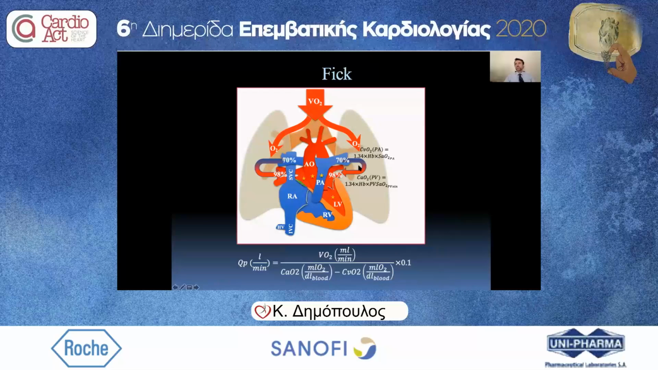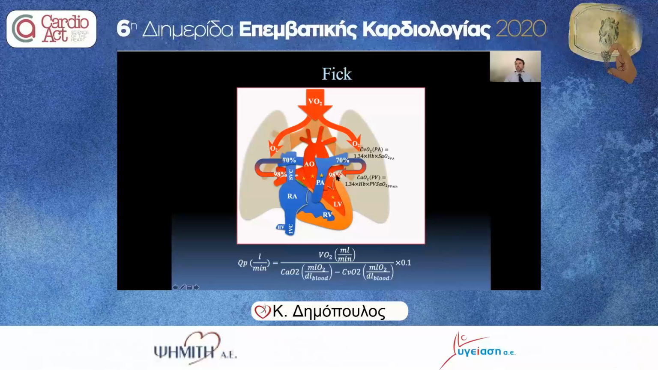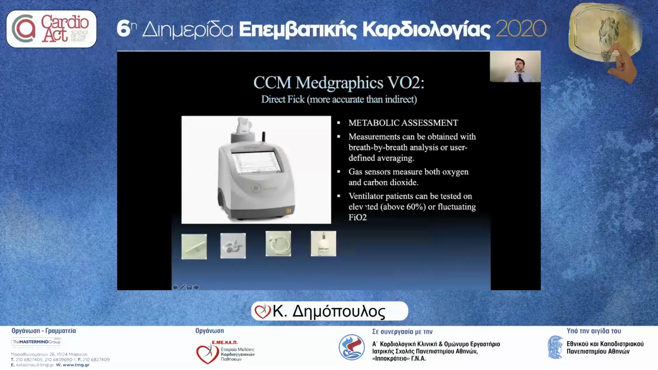The Fick principle says that the oxygen that the patient absorbs is proportionate to the oxygen content change from the pulmonary arteries to the pulmonary veins. So pulmonary arteries have 70%, for example, saturation. They go to 98 when they come back from the lungs. So this change in oxygen content is proportionate to the oxygen absorbed by the patient. And of course, knowing the VO2, the oxygen absorbed, and knowing the change in oxygen concentration, you can calculate flow. And the same you can do for the systemic circulation.